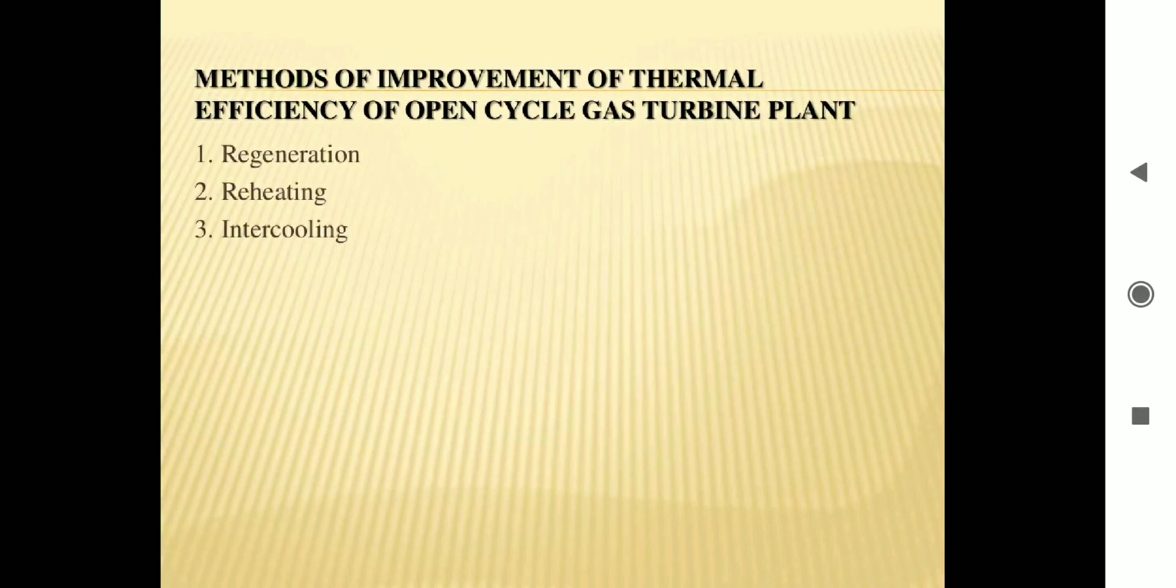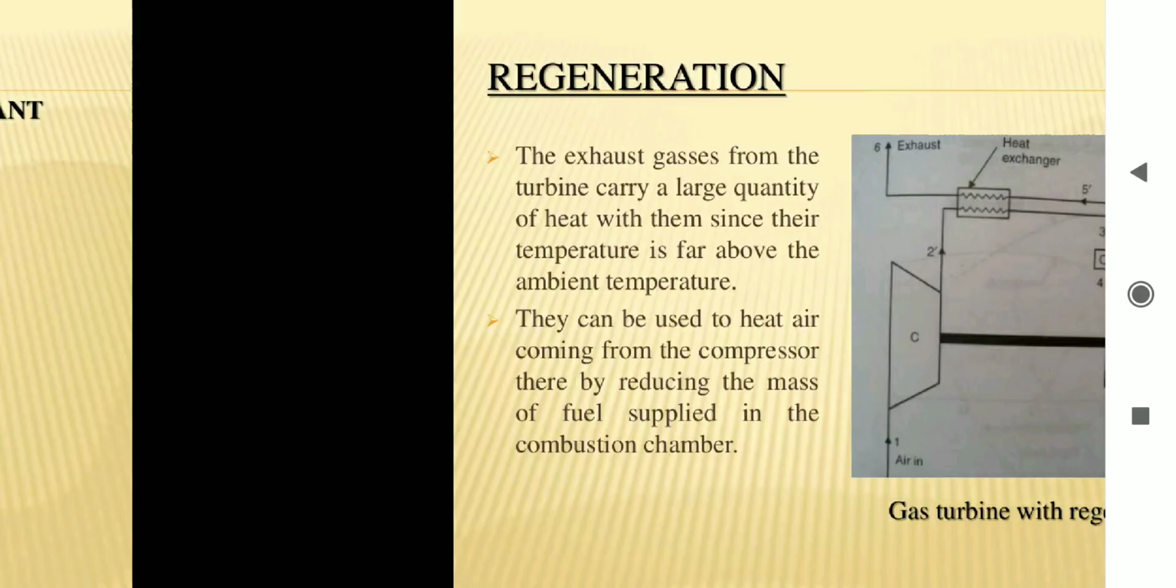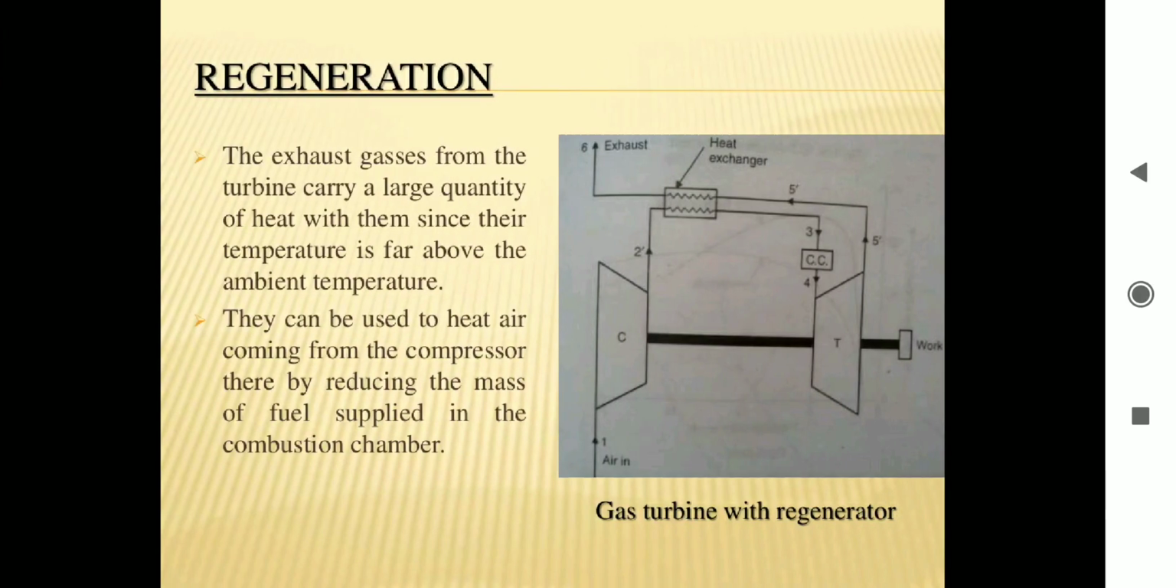There are various methods of improving the thermal efficiency of a cycle. As we already told you, there are 3 methods: regeneration, reheating, and intercooling. We'll discuss these 3 methods in detail. First, regeneration. What is regeneration? In a pictorial view, you can understand what regeneration is. Here we are using a heat exchanger.